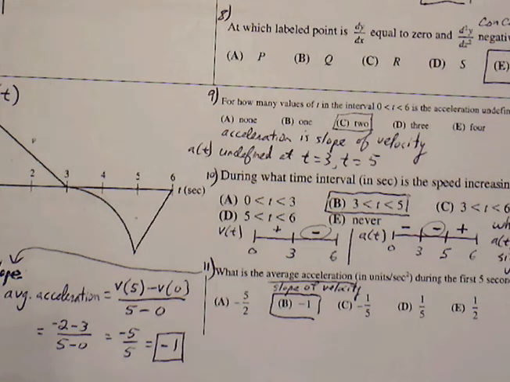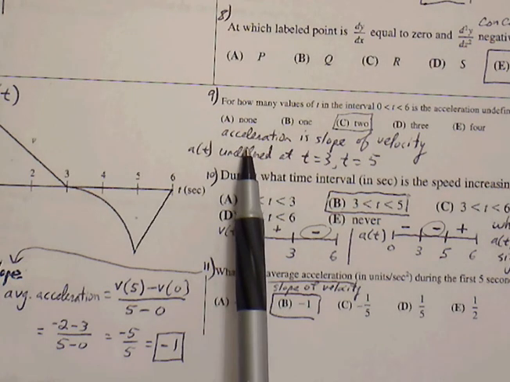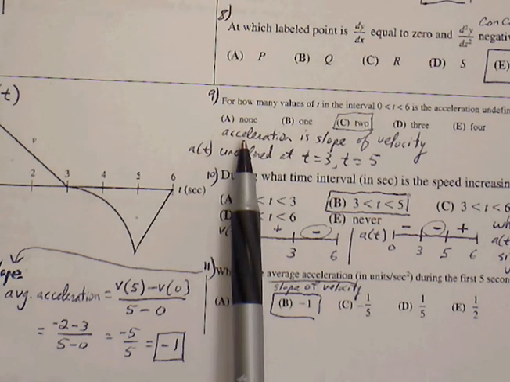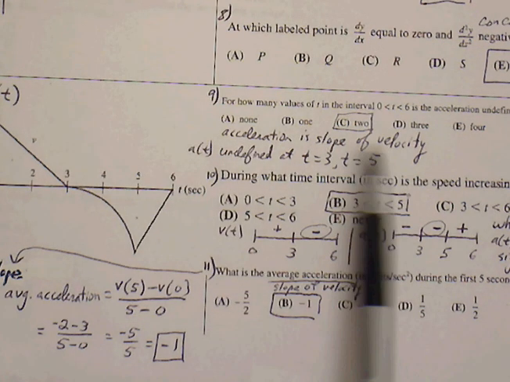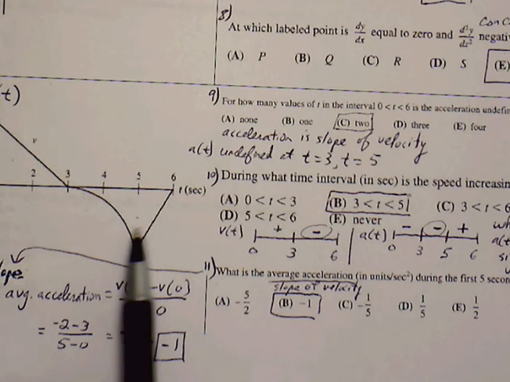Okay, so if you think of acceleration as simply the slope of the velocity graph, then you can just look at where the slope doesn't exist. So at 3 and 5.